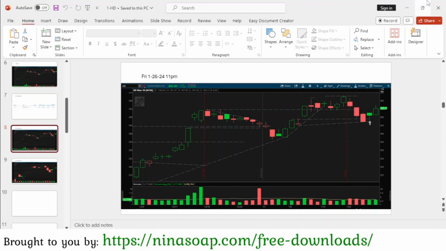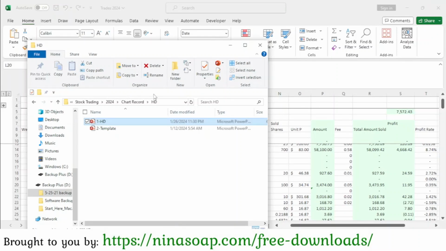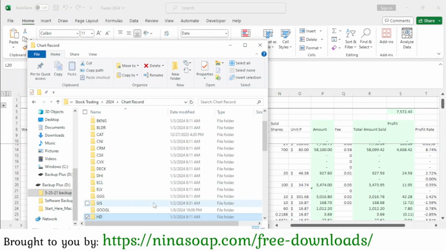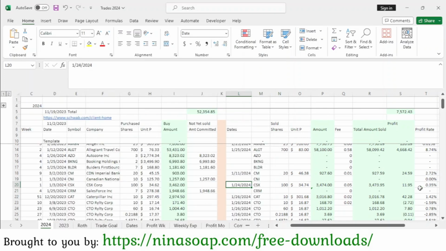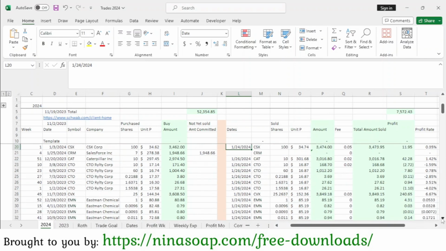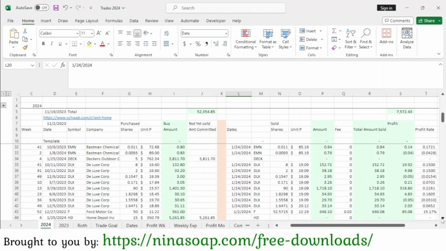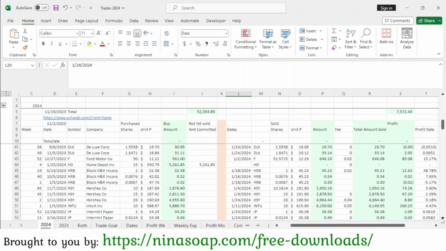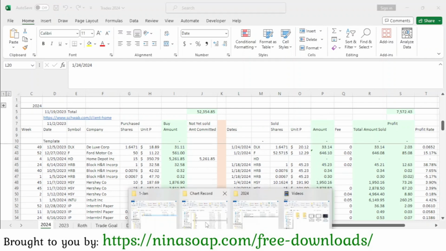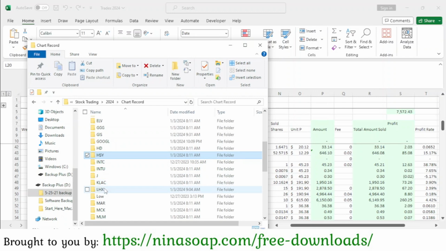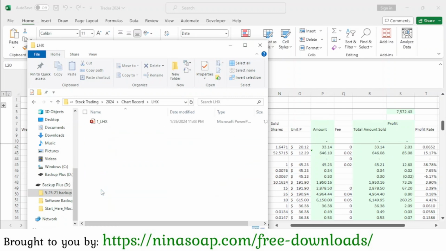So we have the update done for this one as well. We'll go to the next one. Okay, so Hershey's. When did I sell Hershey's? The 24th, so we don't have anything to do with it. This one, LHX, we have not sold it yet.